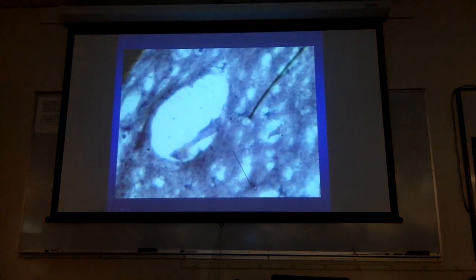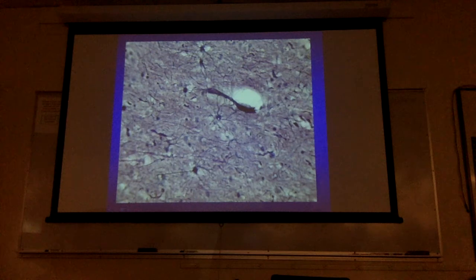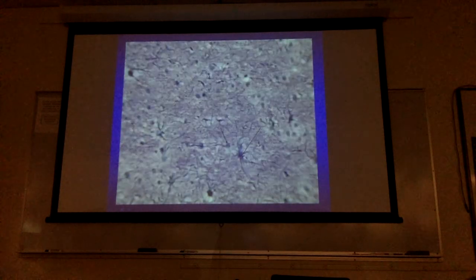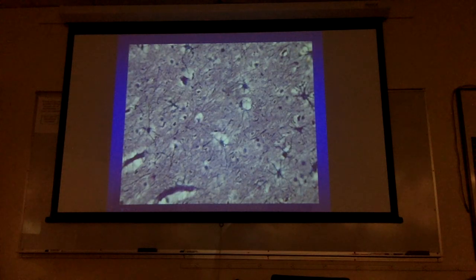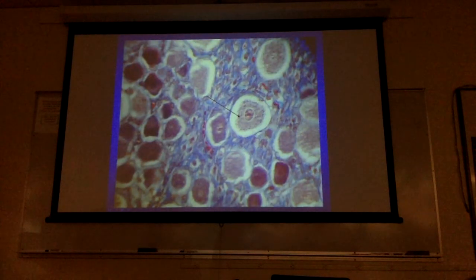Astrocyte, probably astrocyte. And what's this? Oligodendrocyte, and astrocyte, and astrocyte, and oligodendrocyte. Astrocyte and oligodendrocyte. All these are astrocytes. What's this? Oligodendrocyte, oligodendrocyte, astrocyte.